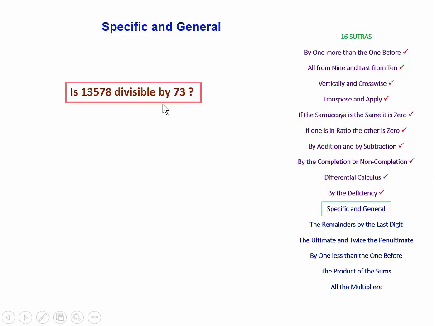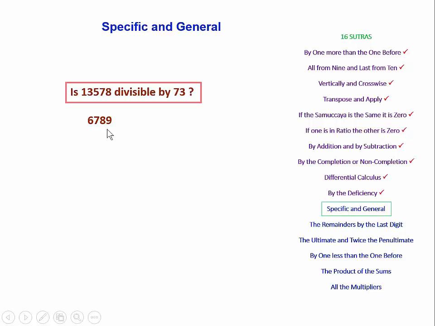Is 13578 divisible by 73? Well, because this number is even, we can divide it by 2 and ask if 6789 is divisible by 73. Because if this number is divisible by 73, then dividing it by 2 won't change that, and if it's not divisible by 73, then that won't be changed either by dividing by 2. So we get this number, and we note that this is now odd.